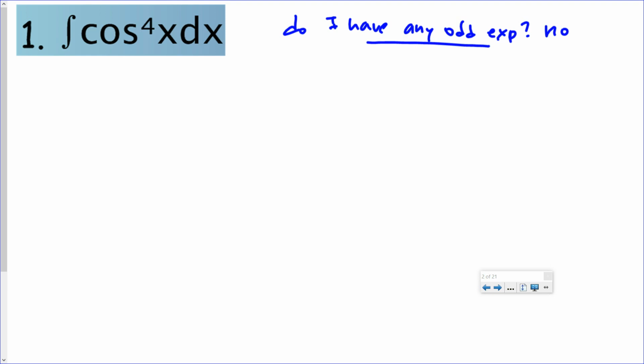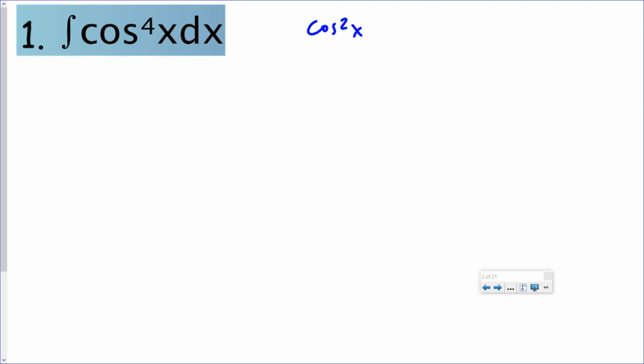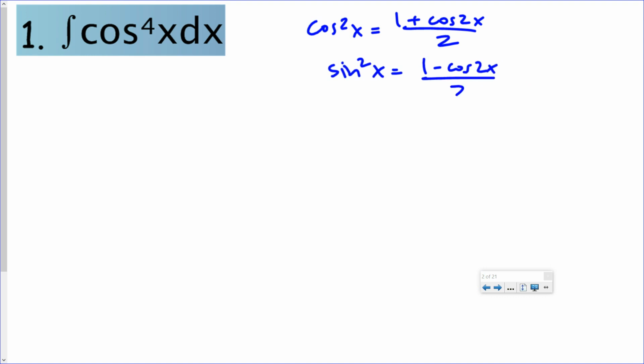If I had an odd exponent, then I would either save a cosine and change everything else to sine, or I would save one sine and change everything else to cosine, all right? But since I don't have odd exponents, everything here is even, then what I'm going to have to do is use my trig identity, which I know cosine squared x is equal to 1 plus cosine 2x over 2, and if I need sine, it'd be sine squared x is equal to 1 minus cosine 2x over 2.